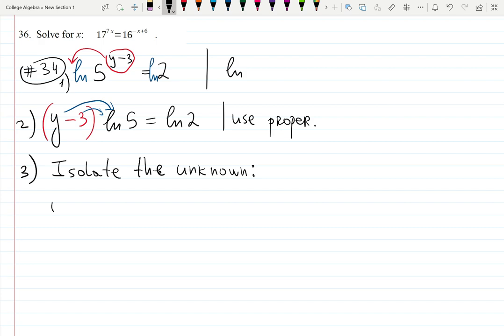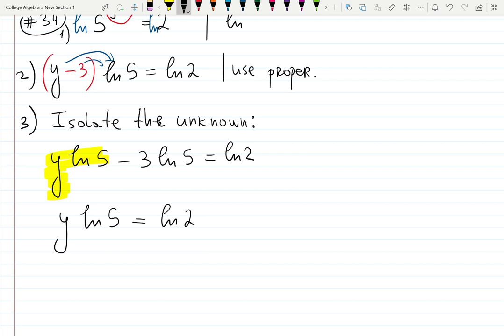Now identify pieces with the unknown. This is the piece with the unknown. Isolate it. So I want to keep it on the left-hand side and everything else on the right-hand side. Then I will have y ln 5 equals ln 2 plus 3 ln 5.